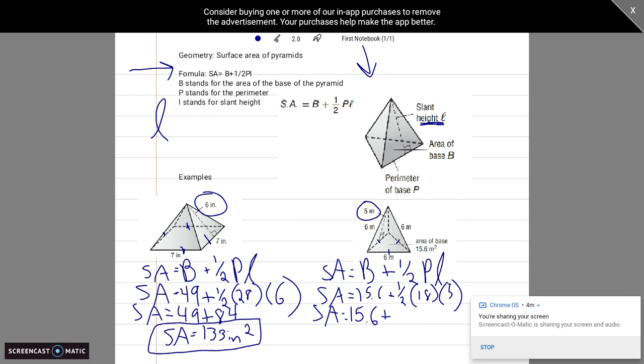So when I multiplied all that together, I got an answer of 45. And when I add everything together, I get a surface area of 60.6 meters squared.